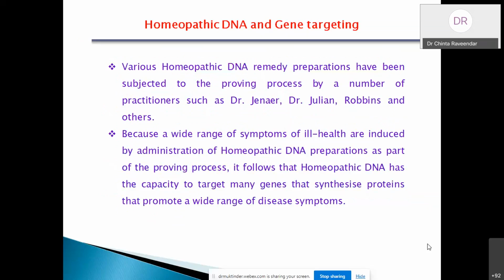Various homeopathic DNA remedy preparations have been subjected to the proving process by a number of practitioners like Jenner, Julian, Robin, and others. Because a wide range of symptoms of ill health are induced by the administration of homeopathic DNA preparations as part of the proving process, it follows that homeopathic DNA has the capacity to target many genes that synthesize the proteins which promote a wide range of disease symptoms. So this is a modern explanation for our drug. Next.